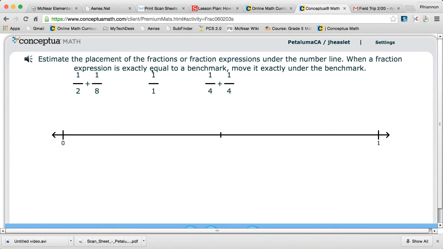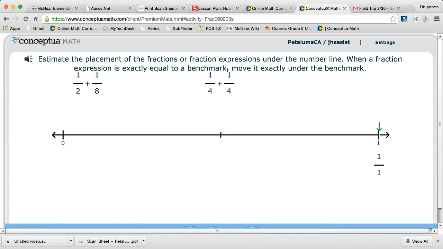Let's start with what we know. So 1 over 1, or 1 divided by 1, is equivalent to the benchmark 1. So if I bring this fraction under the number line, right over the 1, a circle is going to appear, and as long as you put that arrow within that circle, you'll be just fine.